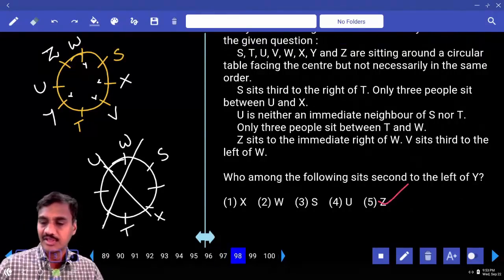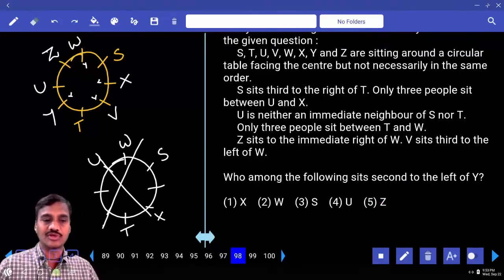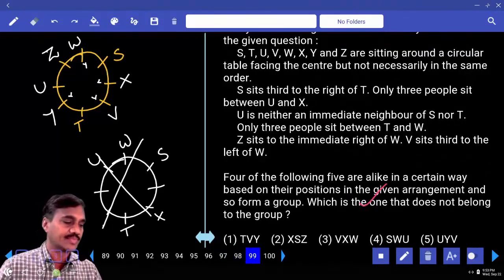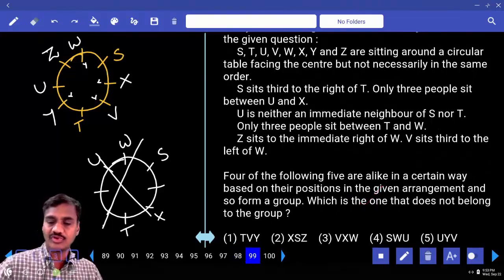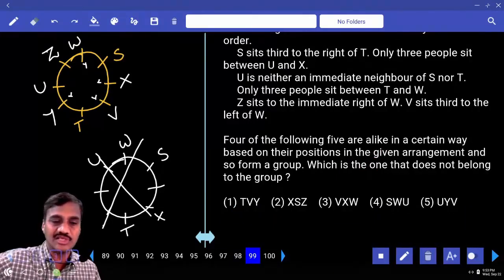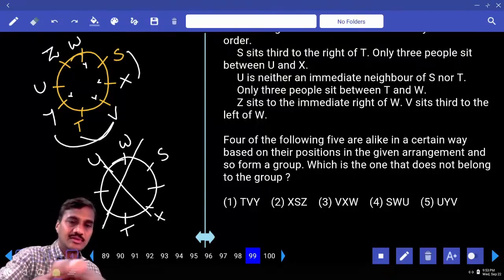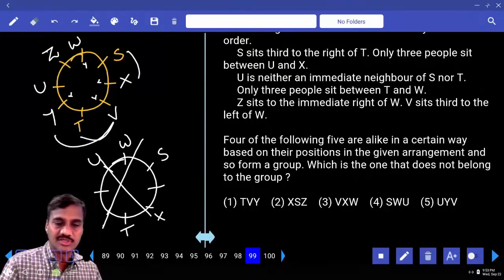Then 98. Who among the following sits second to the left of Y? Second to the left of Y is Z, choice 5, 98. Then 99. Which out of the following is the odd one out among T, V and Y? Now between T and V, plus 1 and minus 2. X, S and Z: X and S plus 1 and plus 2. Plus 1 plus 2.